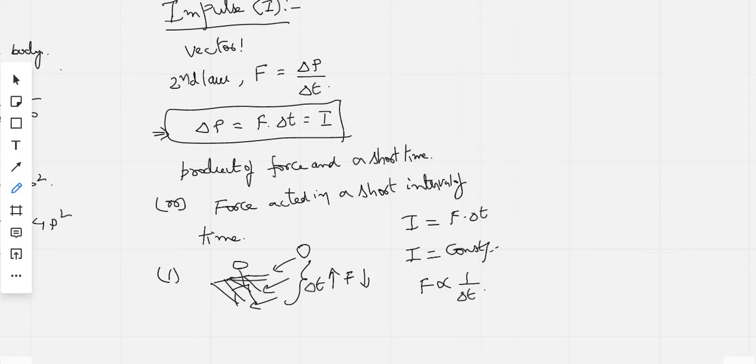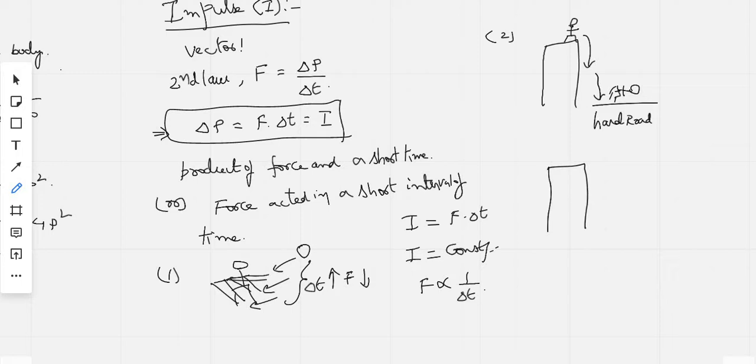One example. The second example, you see, there is a big tower, and two situations we discuss here. One is this is a road. It's a hard road. Now, a person standing on the top of the tower jumps on the hard road. Obviously, you see that the moment he jumps on the ground, he gets injured severely. But the same situation, if you take in a different scenario, like here is a sand heap.